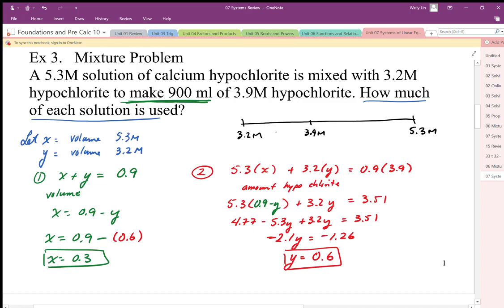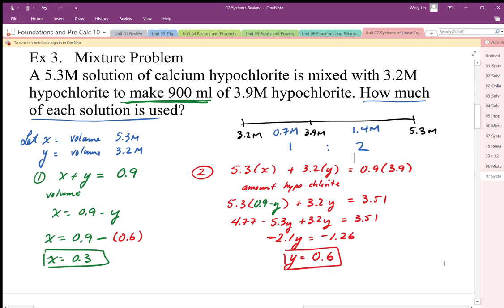In this case, the difference here is going to be 0.7 molar, and the difference here is going to be 1.4 molar. And the ratio of these differences ends up being a 1:2 ratio. So that means if I want to make it closer to the 3.2 molar, I need more of the 3.2 molar solution. So I'm going to have 2 parts of the 3.2 molar, and 1 part of the 5.3 molar.